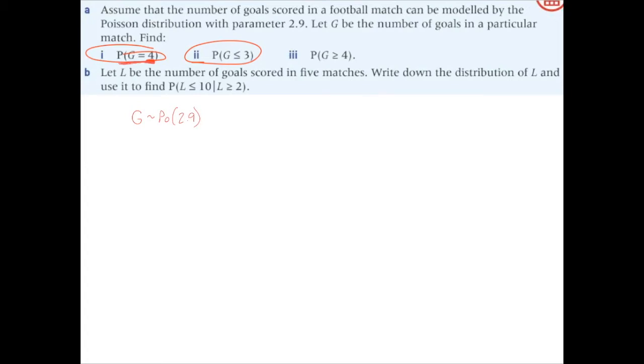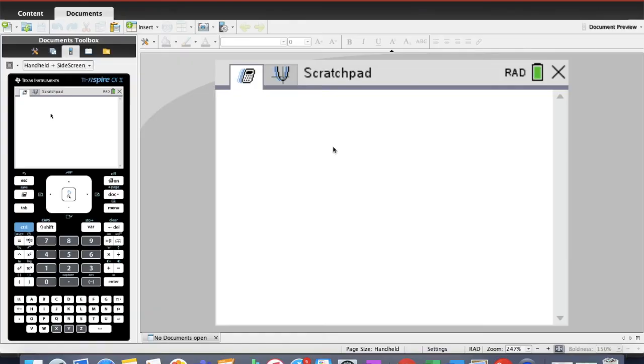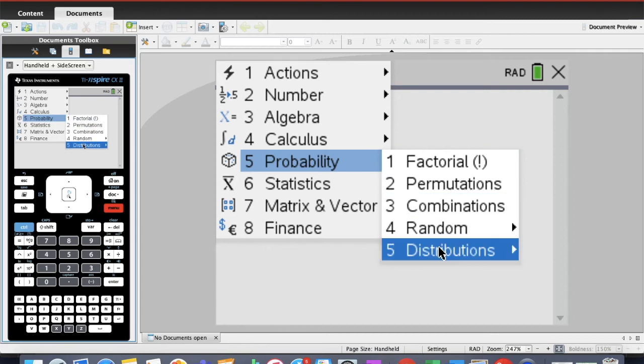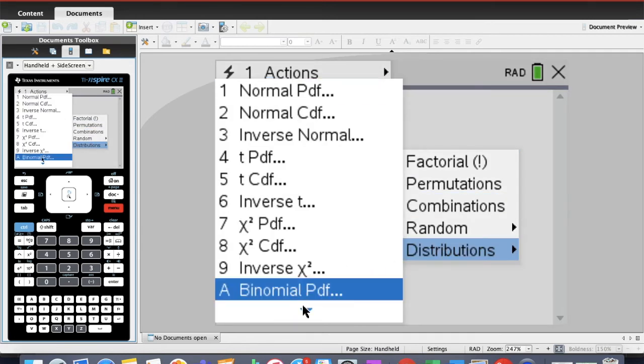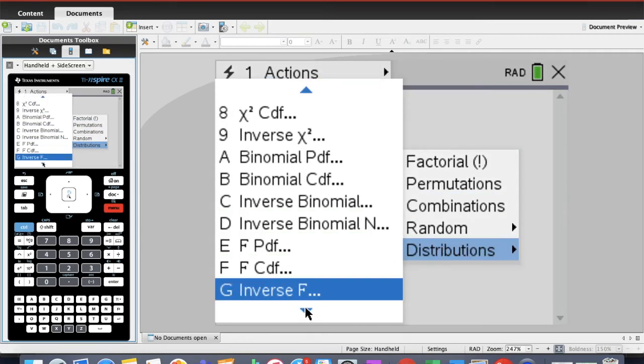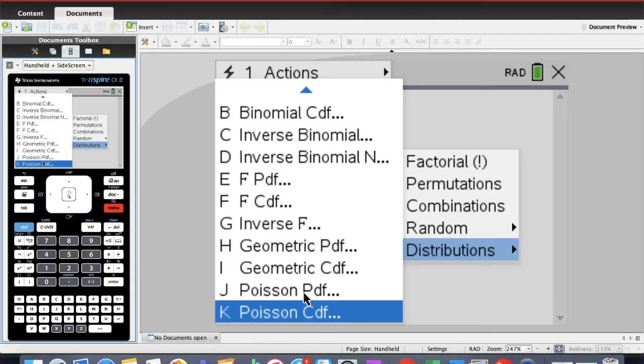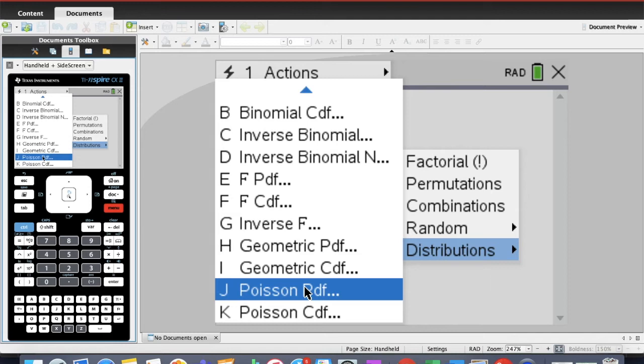So we're going to go straight to our calculator, and in the calculator we're going to get the answer. We want the Poisson distribution, so we'll go into menu, go to probability, and then go down to distributions. Poisson is down below the binomial. There's a couple other types of functions there. We may get to some of those this year, maybe not.